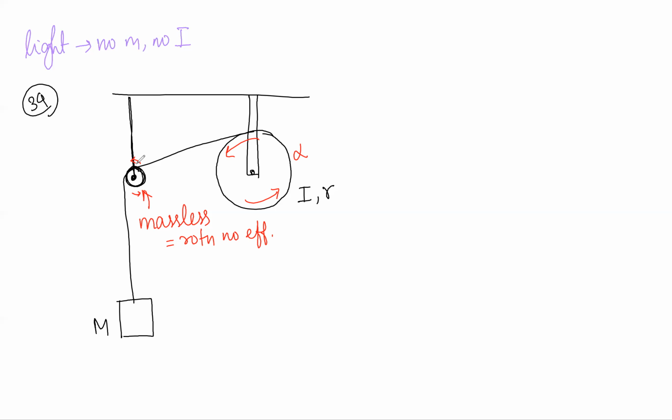And because it doesn't have a moment of inertia, I into alpha is going to be 0 as I is equal to 0. So that's why I'm saying there is no effect on the equations. अब क्या करते हैं, equations लिखते हैं.